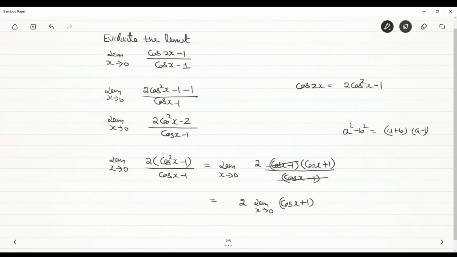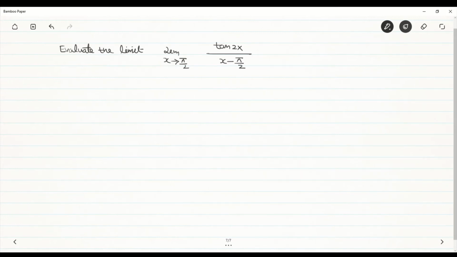Now if I do the direct substitution method, means if I apply the limit now, it gives me 2 times cos of 0. Cos of 0 is 1, plus 1. So overall the answer is 2. This means when x is tending to 0, the limiting value of this function is 4.